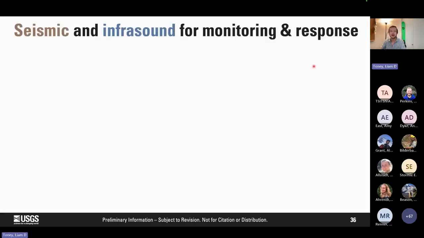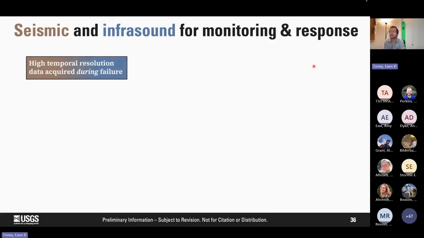So at this point, I'd like to wrap things up with a couple conclusions and thoughts about seismic and infrasound for monitoring and response that are really taken from our experience with responding to this event and characterizing it. So the first is that seismic and infrasound really are the only way to get high temporal resolution data acquired during failure for these large and remote events. And we were able to use these data to say exactly when two force slides happened prior to the main failure. We were able to identify an after slide happening 8 days later. We're able to say precisely how long the avalanche occurred for and how it interacted with the solid Earth.